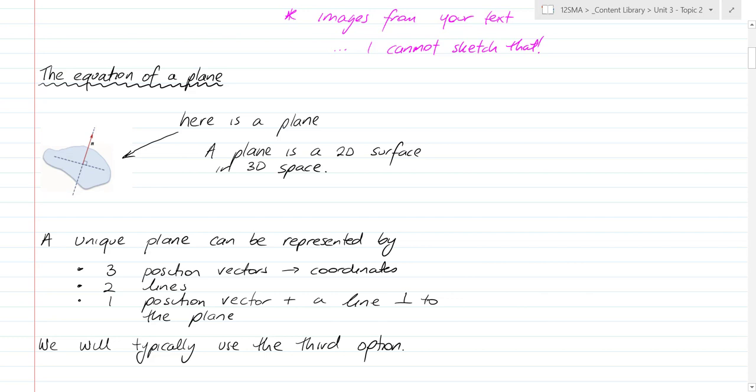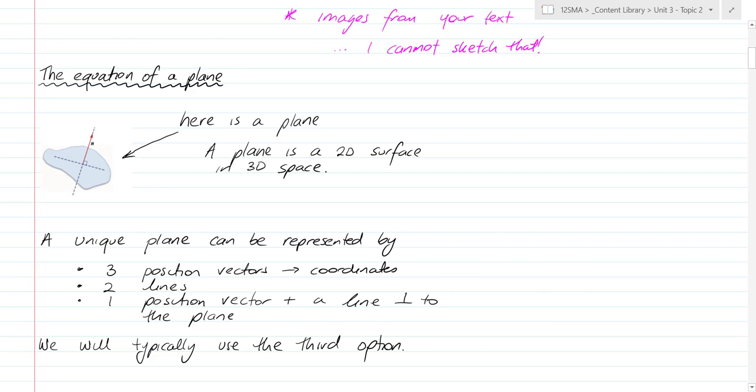A unique plane can be represented by three different possibilities. First of all, three coordinates in 3D space, just like two coordinates in 2D space represent a straight line. If I've got three coordinates, there's only one plane that can pass through them. If I move one of them, the plane can just rotate around the axis that the other two create to meet that coordinate again. So any three coordinates will definitely have a unique plane that passes through them, which means that if you're given three coordinates in 3D space, you will be able to determine an equation of a plane to represent that.